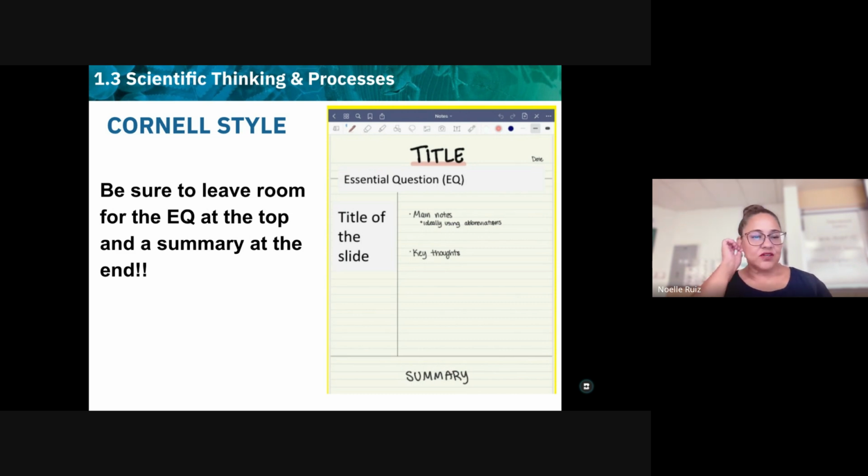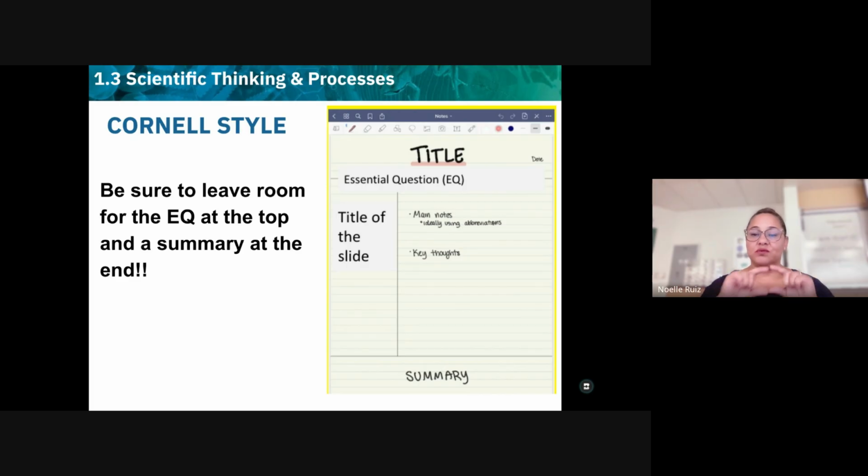Okay, so if we didn't remember from last week, it's just a refresher. We take Cornell style notes. You do not have to write this down. There are a few slides within these notes that you do not have to write down. They're just for information purposes. This is one of them.